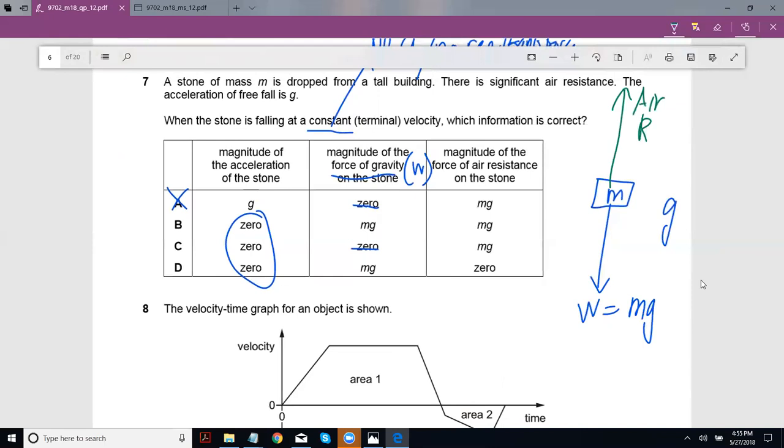So weight is mg. And air resistance, since it has to balance out weight in order to ensure there is no resultant force, obviously has to be equal to weight. It has to also be mg, but just in the opposite direction, the upward direction. So you can go with B.